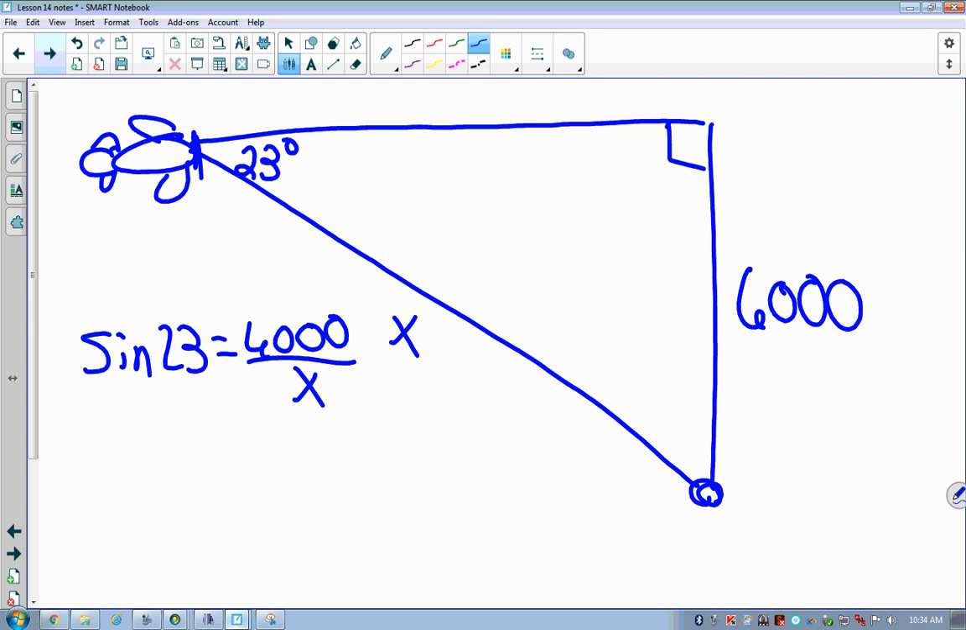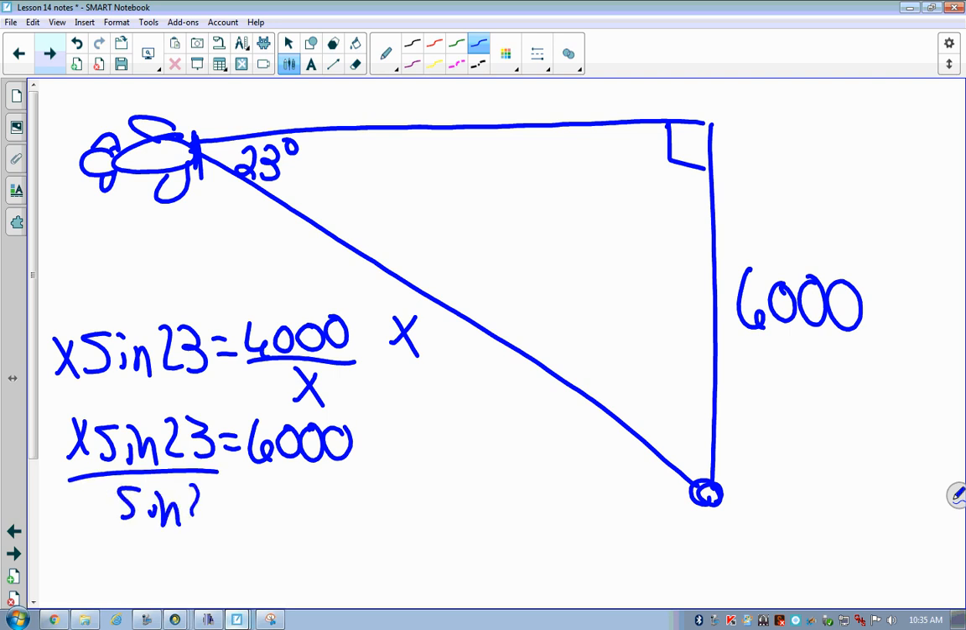This involves two steps to solve because my variable is in the denominator. So I've got to multiply by x over x. That gives me x sine 23 equals 6,000. Now divide by sine 23 to get x by itself. What I'm going to type in my calculator is 6,000 divided by sine 23.